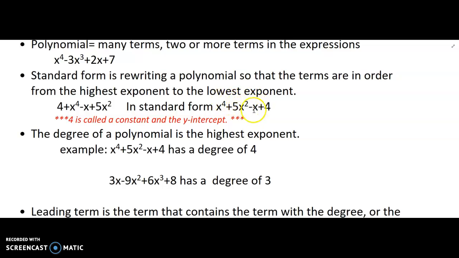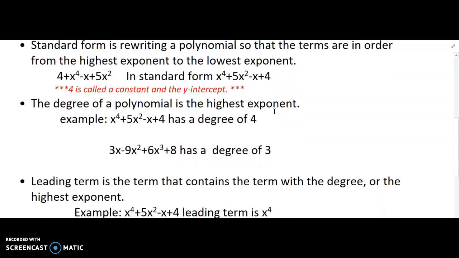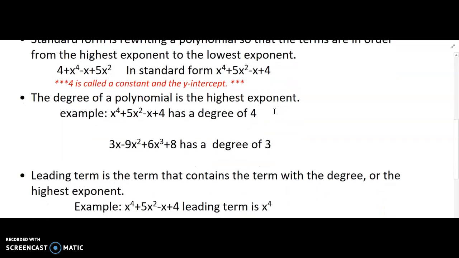And then the next one is negative x. Notice that the x doesn't have an exponent written, but there is an understood 1 right there. So that's x to the power of 1. And then the 4, which is our constant, comes last because it doesn't have an exponent. So 4 is called a constant, and it's also the y-intercept. So what would be the y-intercept of this polynomial? 4.